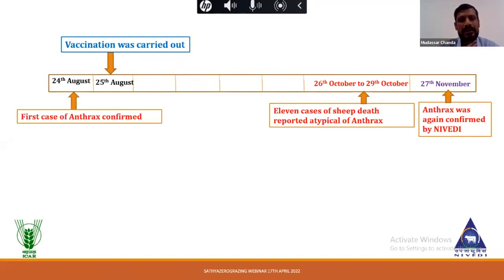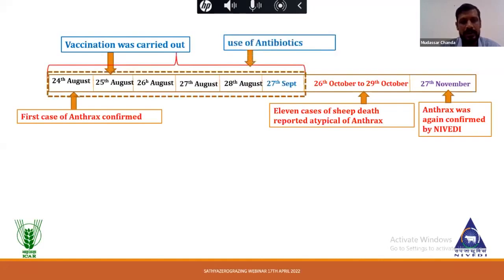So we collected the data from that particular place and tried to identify what was happening in those months, from 25th August to 26th October. When we collected that data, we found that in that period antibiotics were used. So when the vaccination was given, antibiotics were also used along with it, leading to failure of the vaccination. That is the reason the outbreaks were continuously happening. So when you collect the time data, it can help you in identifying what intervention can be done.